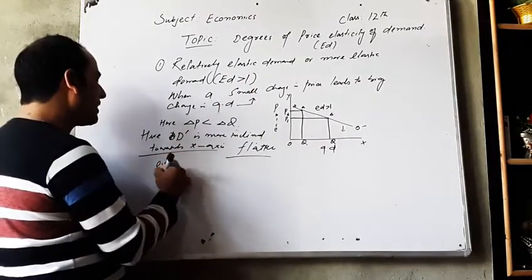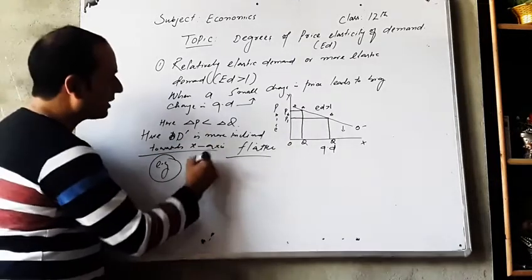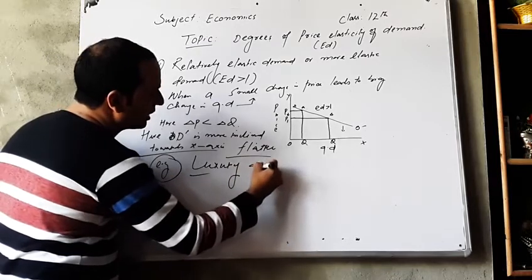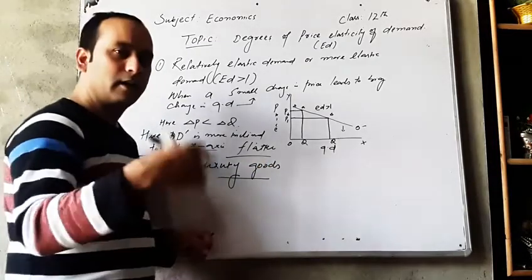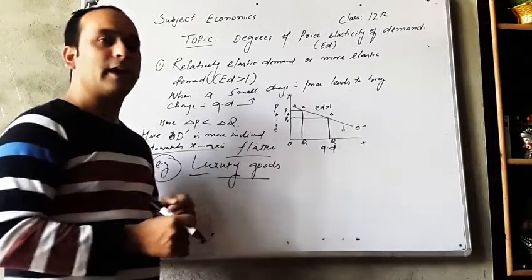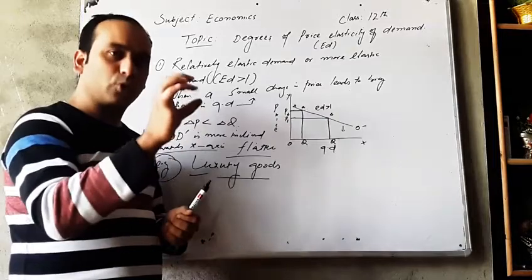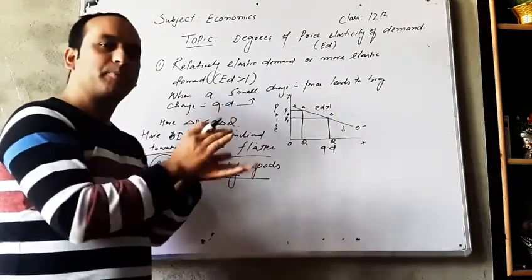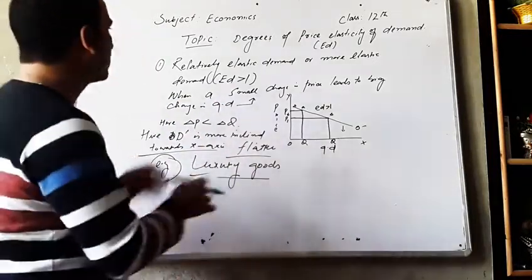There are goods in the economy where the demand curve is more elastic. For example, demand for luxury goods. The demand for luxury goods is more elastic. That is, when their price changes a little, their demand changes a lot. So that means when their price falls, a small change in price leads to big change in demand. This is relatively elastic demand.